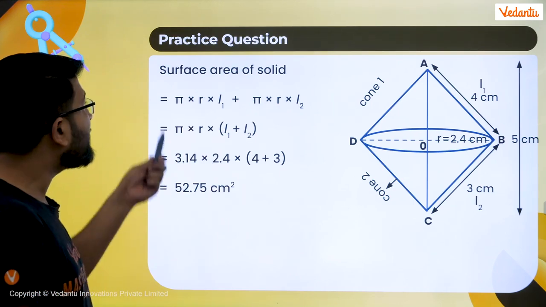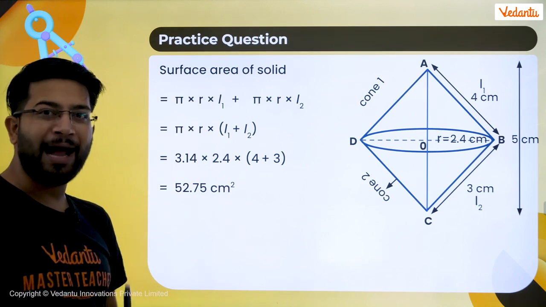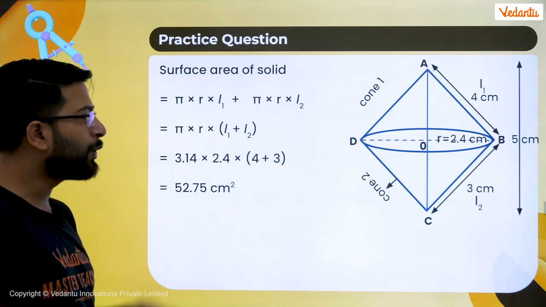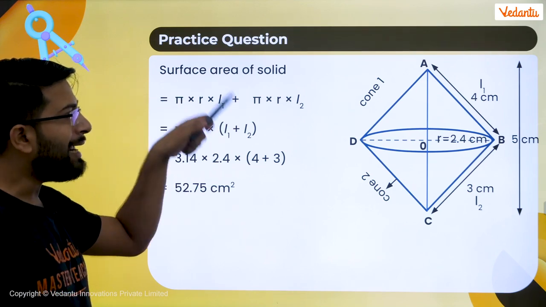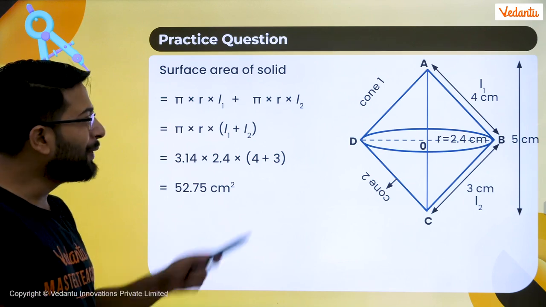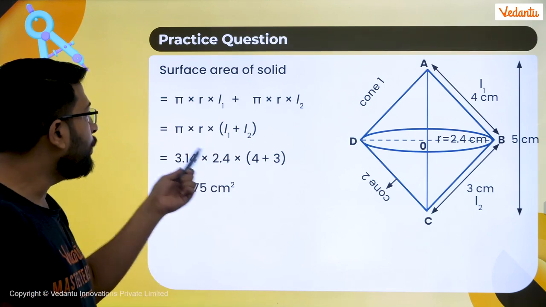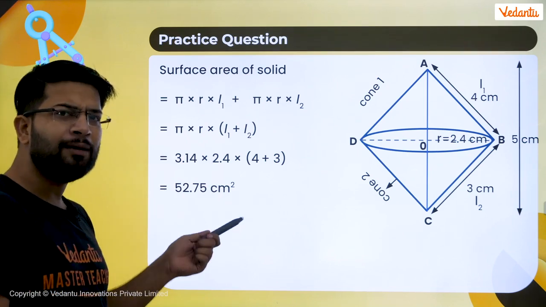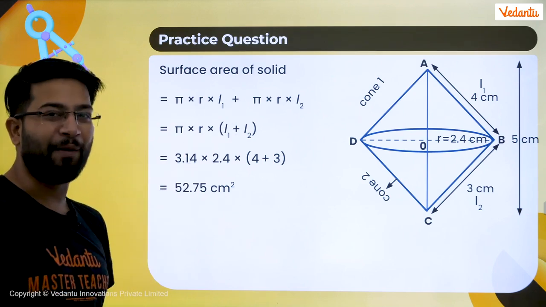Very good. Now champ, the surface area. We know the surface area of the cone is pi RL. But we have two cones, so pi r L1 plus pi r L2. Now champ, we know that for cone 1, L1 is 4. For cone 2, L2 is 3 centimeter. Put the values of L1, L2, pi and R, and you will get the answer. So champ, calculation we don't have to focus that much, but the concept is always important.